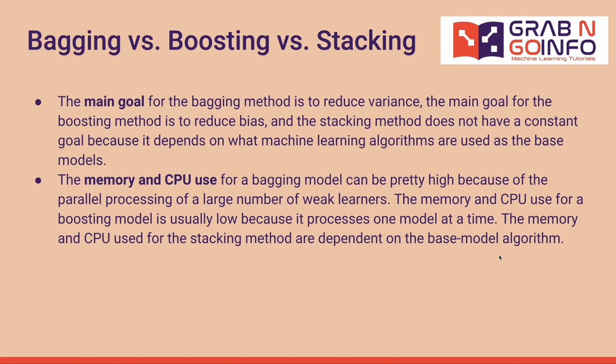The memory and CPU use for a bagging model can be pretty high because of the parallel processing of a large number of weak learners. The memory and CPU use for a boosting model is usually low because it processes one model at a time. The memory and CPU used for the stacking method are dependent on the base model algorithm.